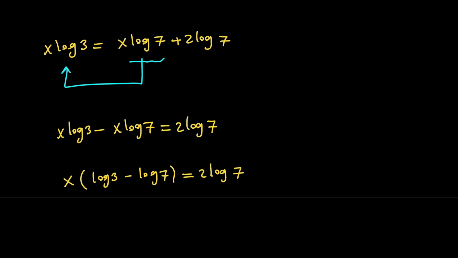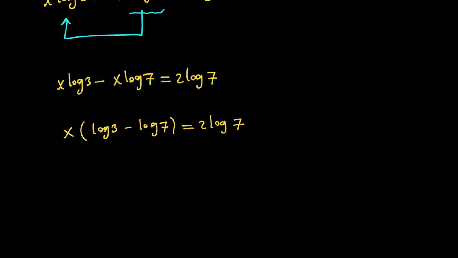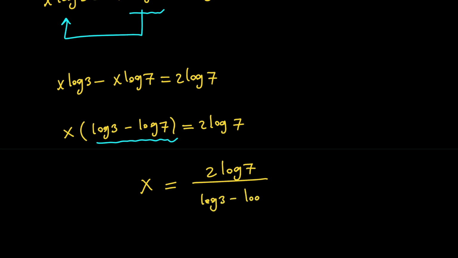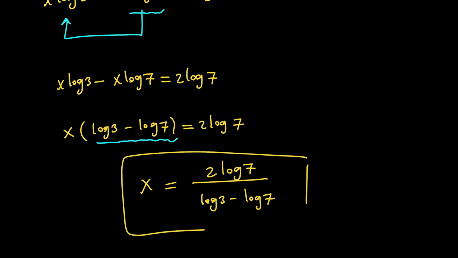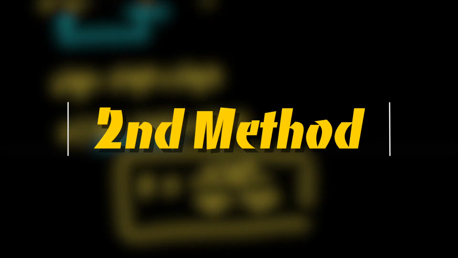And then, in order to solve for x, we just need to go ahead and divide both sides by this number. So we will have x equals 2 times log 7 divided by log 3 minus log 7. Great, so this brings us to the end of the first method. Let's go ahead and talk about the second one.